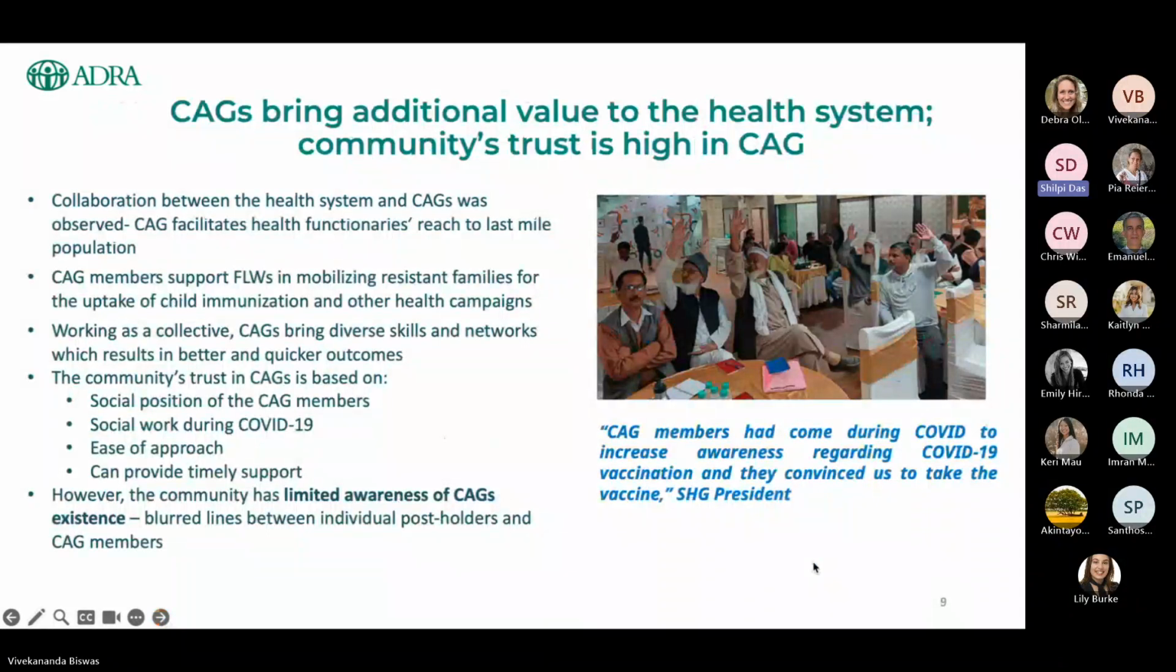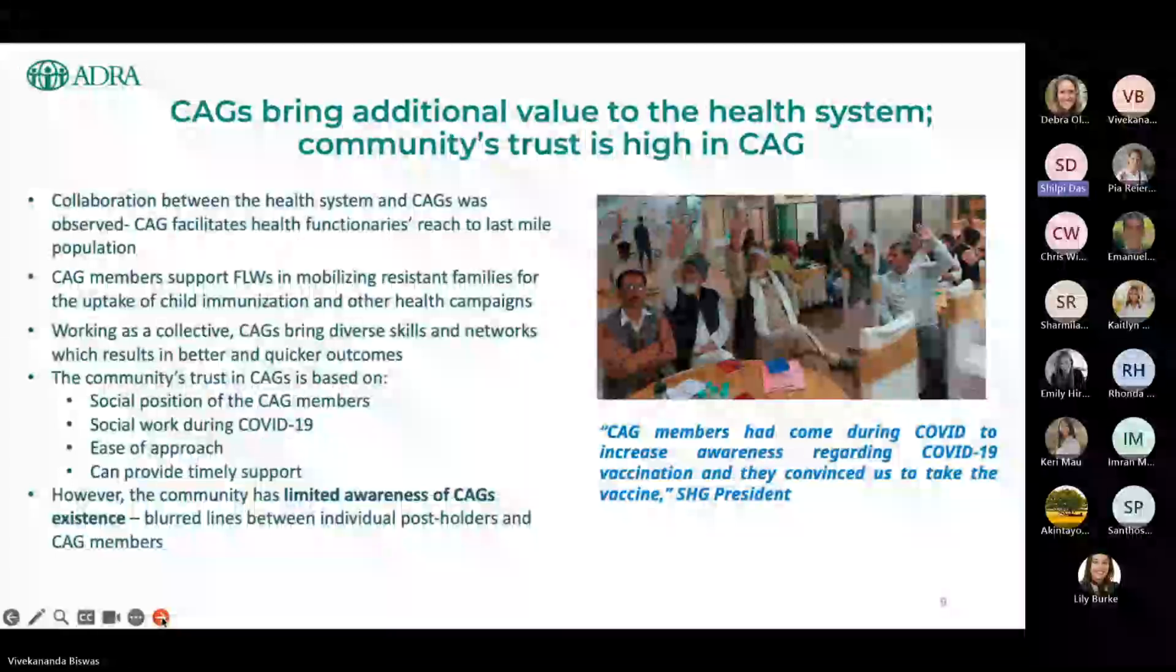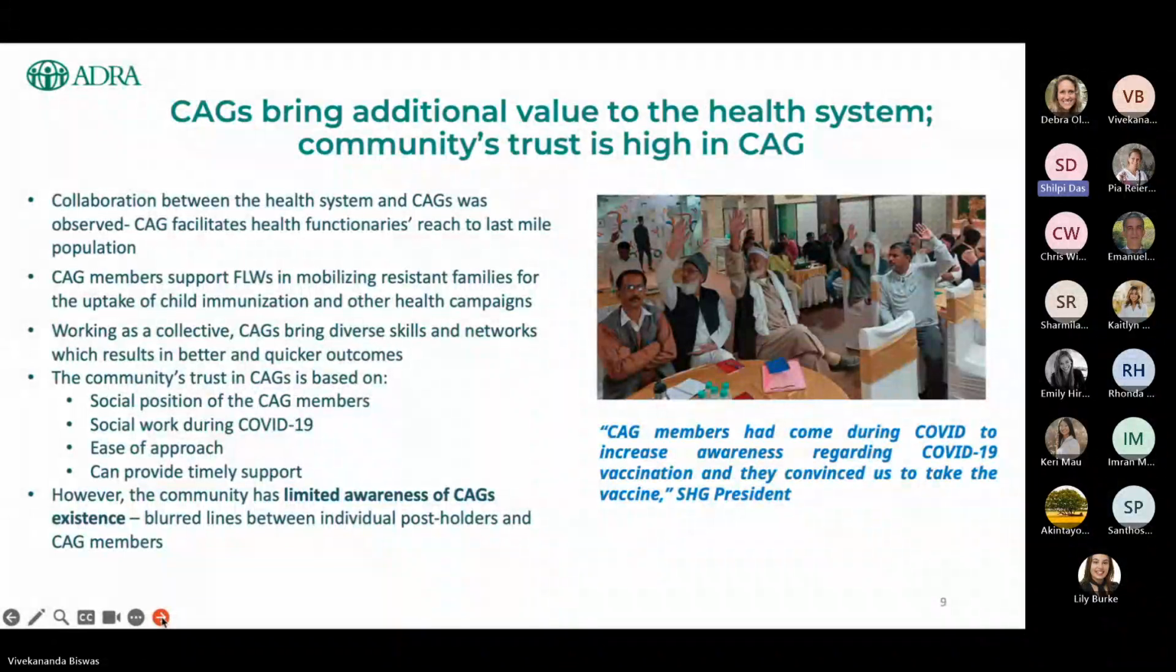So the CAG brought additional value to the health system. This was not us, the project staff, talking, or the community members talking, but something the government officials were saying. The government officials mentioned that the community influencers were sometimes far more effective than the efforts of individual ASHA workers. The stakeholders, specifically health functionaries, highlighted the relevance and value of the CAG in bridging the gap between the health system and community, ensuring last mile delivery of the health program.